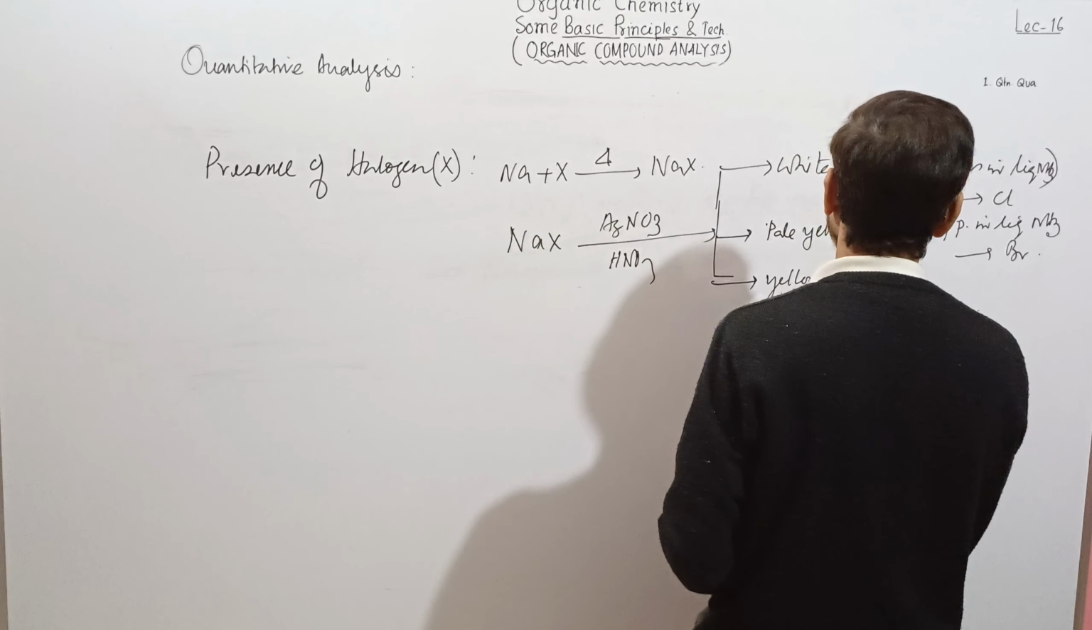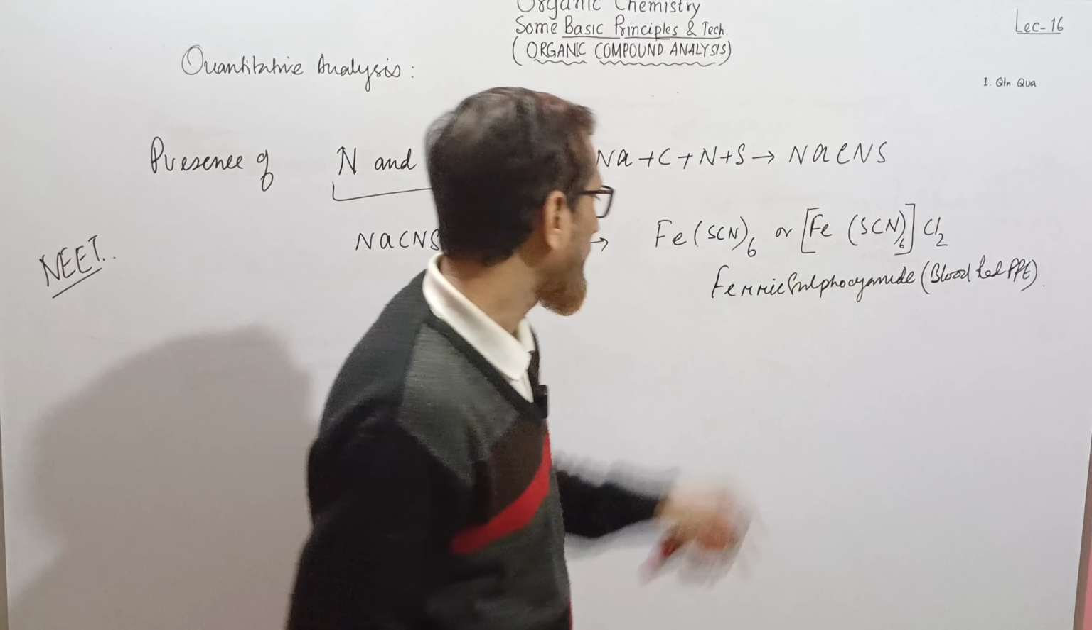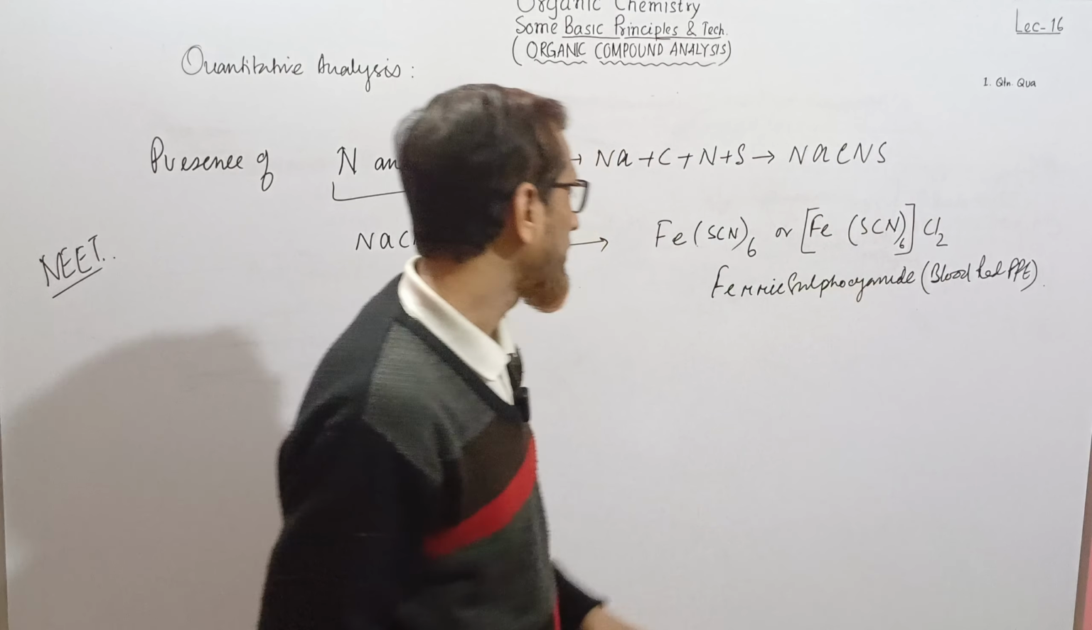So in the sodium extract, when sodium is fused with an organic compound assumed to contain nitrogen and sulfur, the sodium extract will contain sodium, carbon, nitrogen and sulfur, that is NaCNS, and that NaCNS is made to react with ferric chloride. It will give you Fe(SCN)6 or Fe(SCN)Cl2. The color of this compound, ferric sulfocyanide, is blood red precipitate, and this confirms the presence of both nitrogen and sulfur in the organic compound.